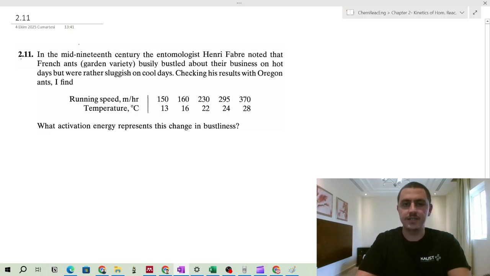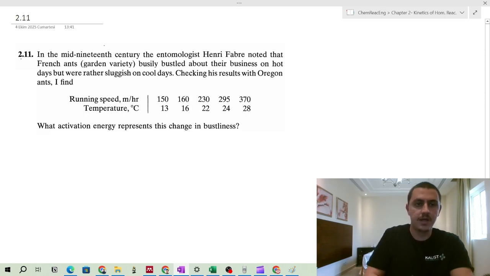Here we have a good example to understand how activation energy can be extracted from a plot. But we don't know how to plot or which plot to use in order to get the activation energy. We should extract this information from the mathematical relation between the speed, temperature and activation energy. How can we do that?